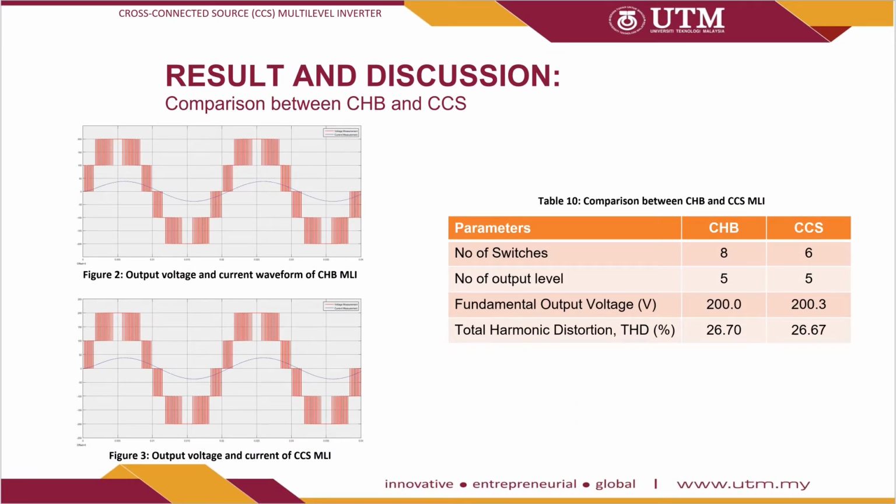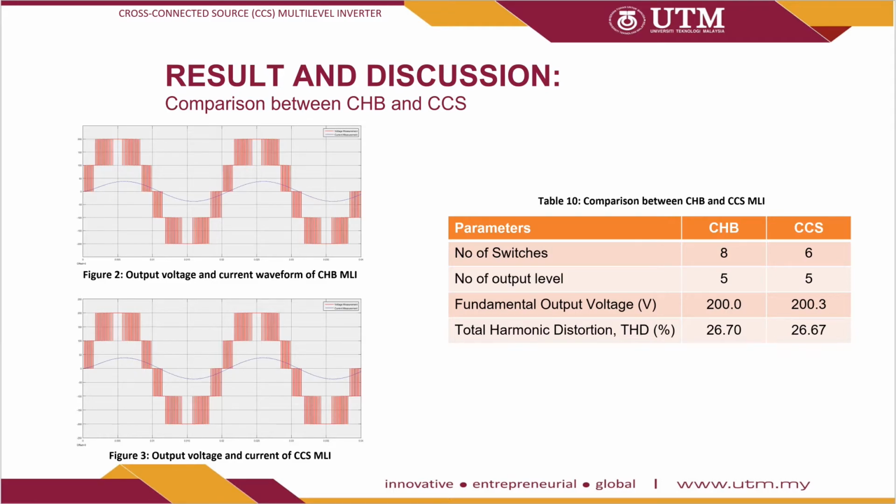If you compare, both of the multi-level inverters have successfully created a 5 level output voltage waveform. Also, the THD value of cross-connected source is slightly smaller than H-bridge, but we can assume that the value is almost the same. This is because both of the multi-level inverters are using the same value of modulation index.